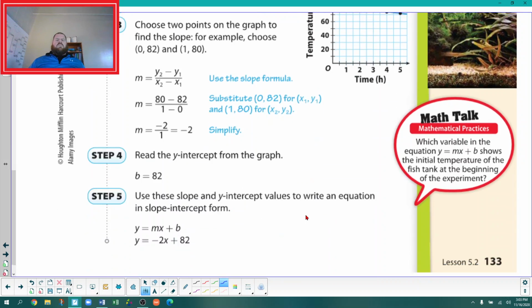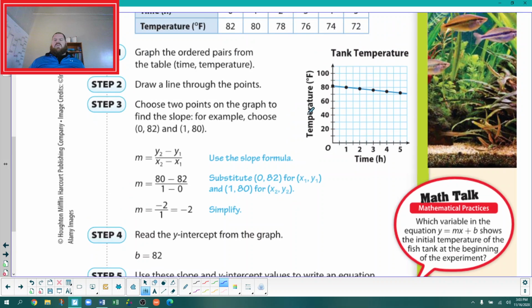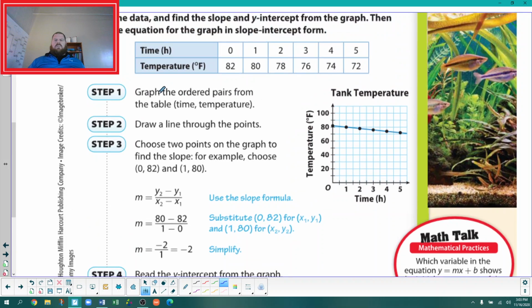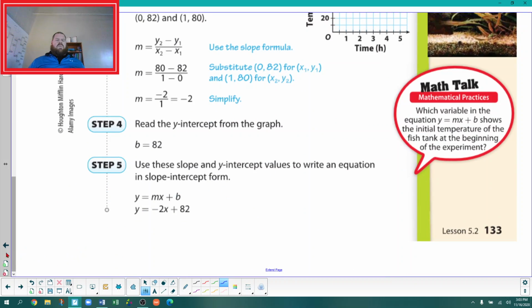And then they use the slope and they find the y-intercept. They just found the y-intercept from the graph or from this point right here, the (0, 82). That gives us this point right here, meaning that the y-intercept is 82. Not too bad. And they write the equation, y equals -2x plus 82.